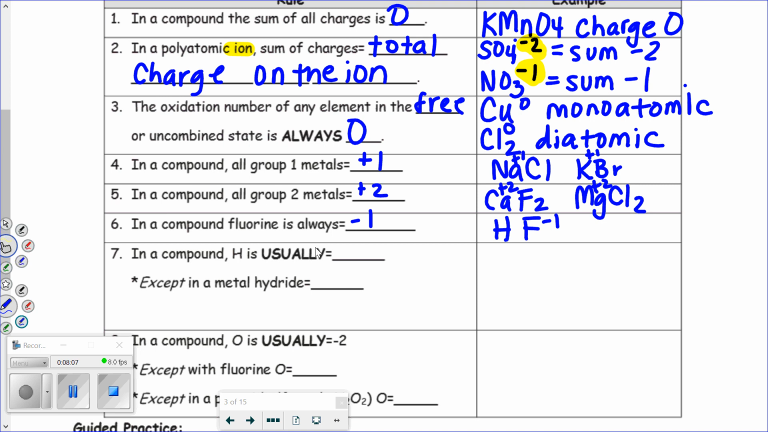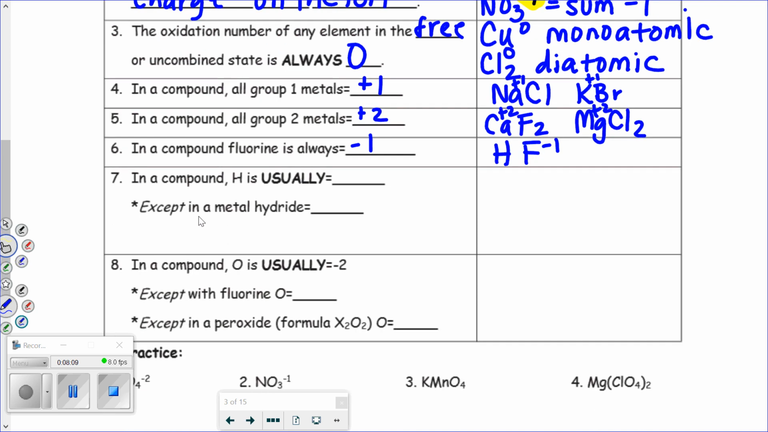Now we're going to get into some more complicated ones. I'm going to be honest with you. The exceptions you don't have to worry about. I'm going to kind of go over them, but don't worry about these little asterisks right here. Focus more on the main component. So for 7, it says in a compound, hydrogen is usually, and if you look at hydrogen, its possible oxidation numbers are +1 or -1. Hydrogen, for our case, is going to be +1 all the time. For example, in the compound H2O, hydrogen is +1.